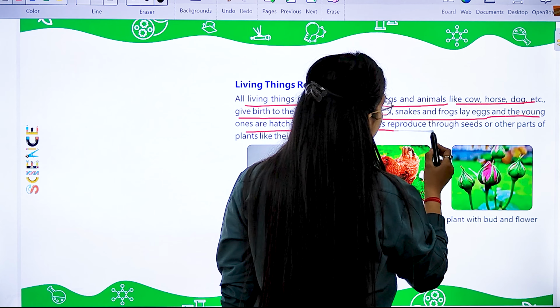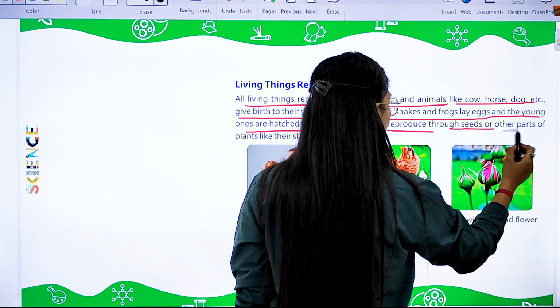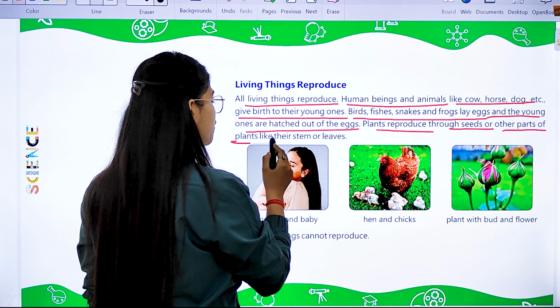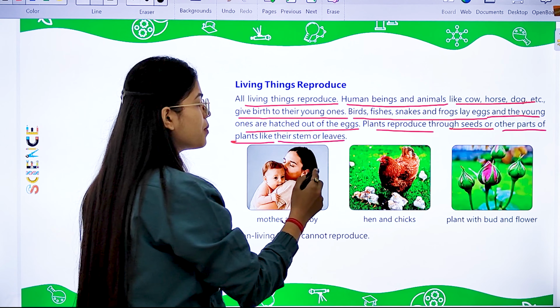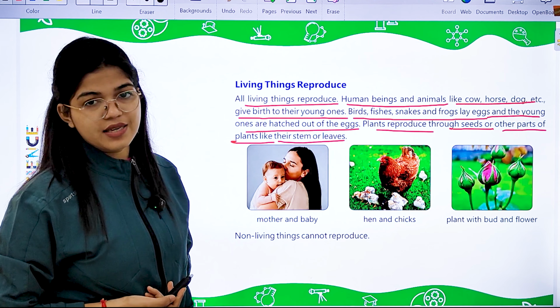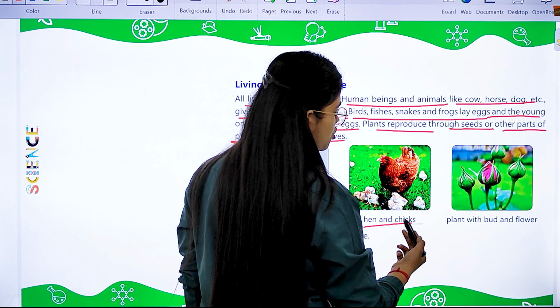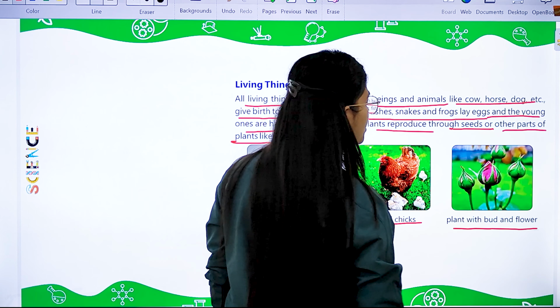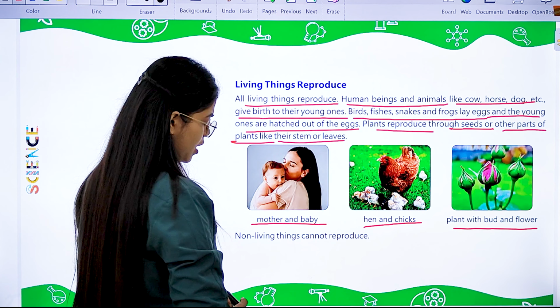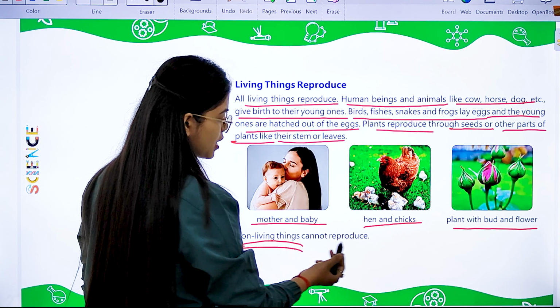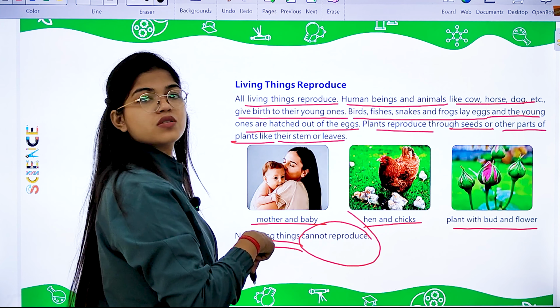They can also reproduce. How? Through seeds or through other parts of their body like their stem, leaves, roots, etc. You can see this is the mother and baby. This is hen and chick. This is the plant with bud and flower. But non-living things cannot reproduce.